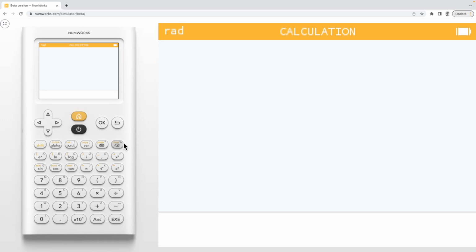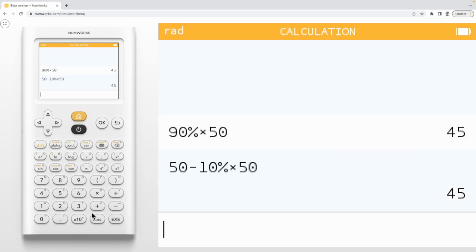We could compute this in three ways. First, we can compute 90% of 50. Or we could compute 50 minus 10% of 50. Finally, because NumWorks is so intuitive, you can even find the sale price by just computing 50 minus 10%.